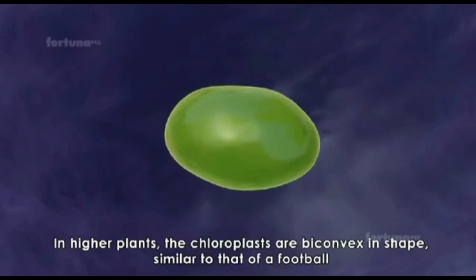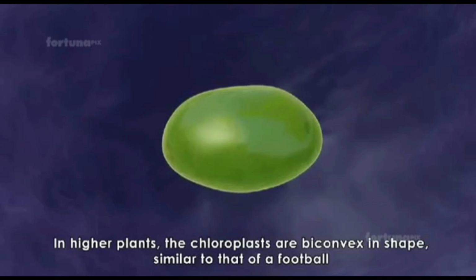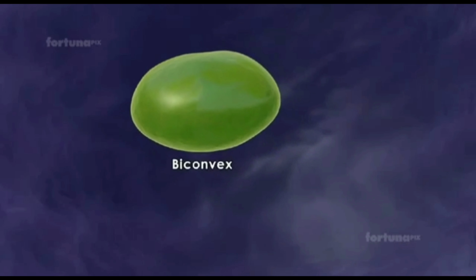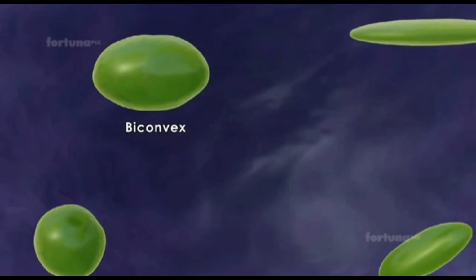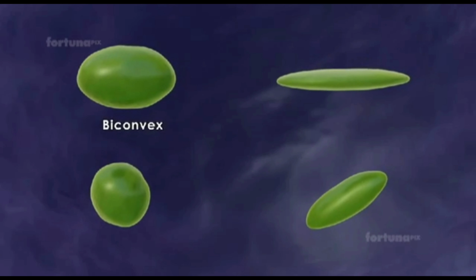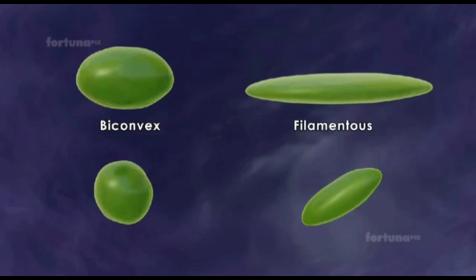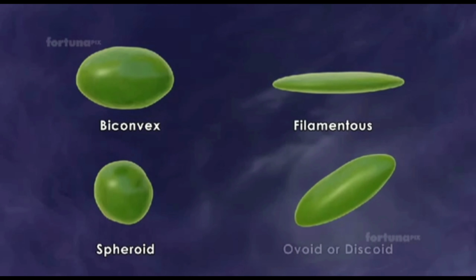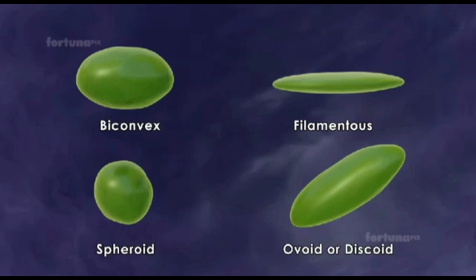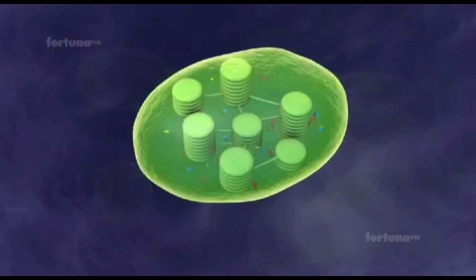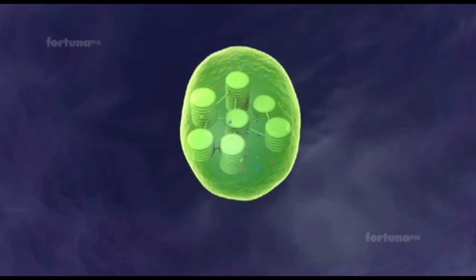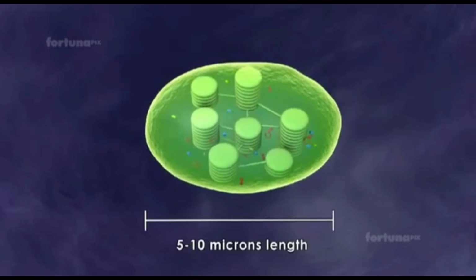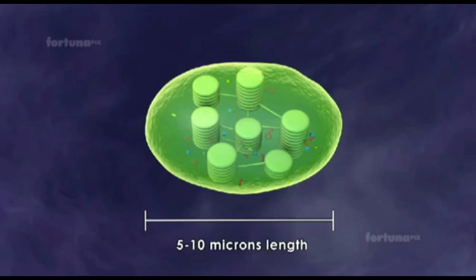In higher plants, the chloroplasts are biconvex in shape, similar to that of a football. That is the shape of convex, biconvex. And this is filamentous and spheroid. This is ovoid or discoid. Chloroplasts are 2 to 3 microns width and 5 to 10 microns length.